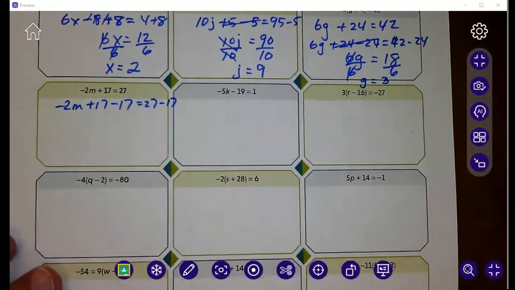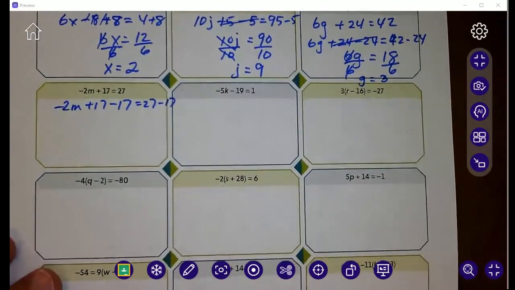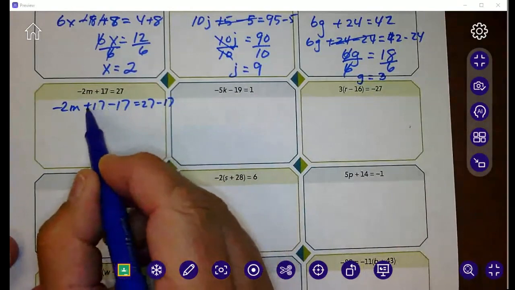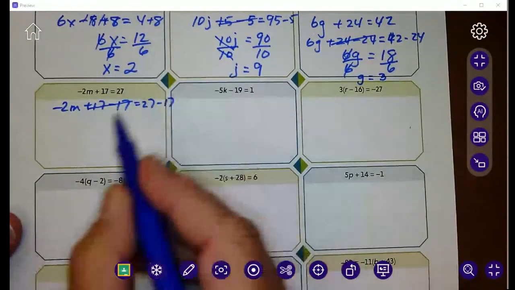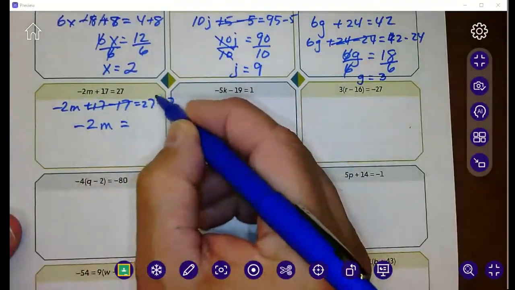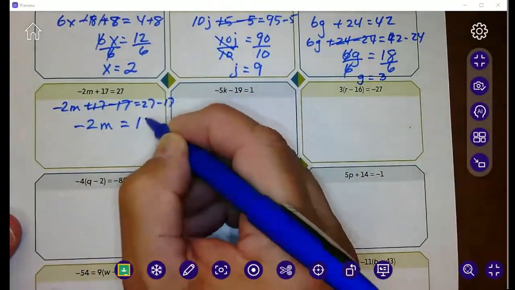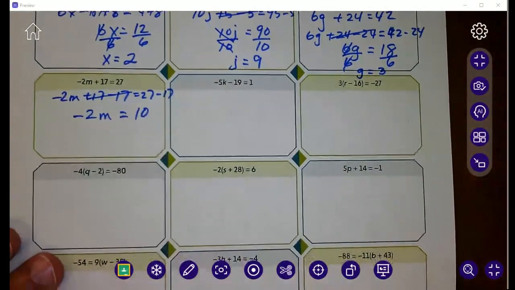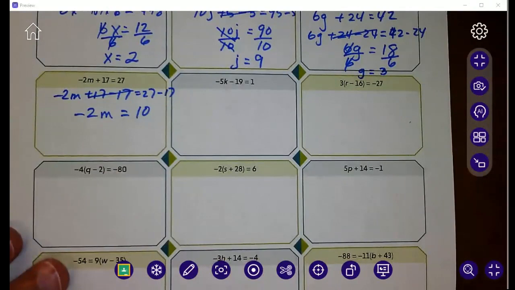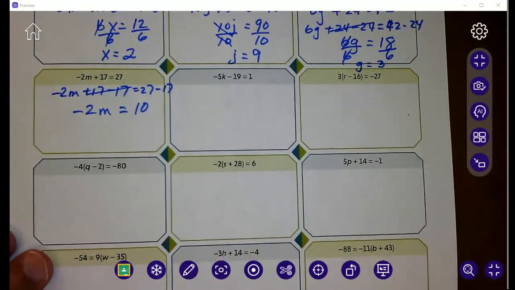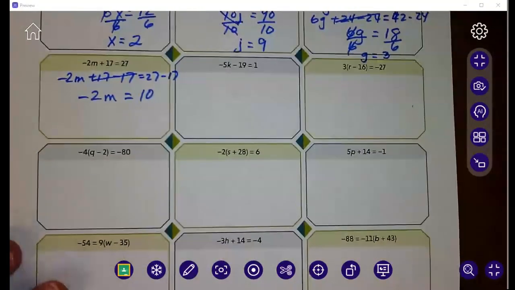We undo addition or subtraction first. Then we undo what's being multiplied. So over here, the purpose of doing that was so that that adds out, and I get negative 2m equals 27 minus 17 is 10. Now I am multiplying by negative 2. How do I get rid of that negative 2?